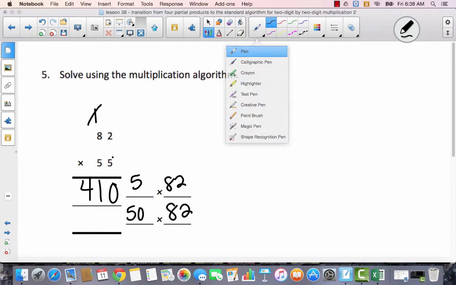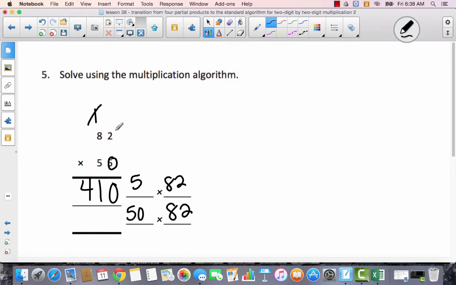Which I already know it's going to give me the exact same answer because I just did 82 times 5. I'm just going to put down the 0. So I'm going to have 2 zeros this time and a 4 because 2 times 5 is 10, 8 times 5 is still 40, plus 1 is 41. So I'm going to add this together. I get 4,510.